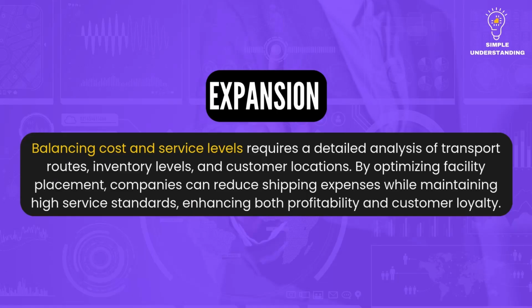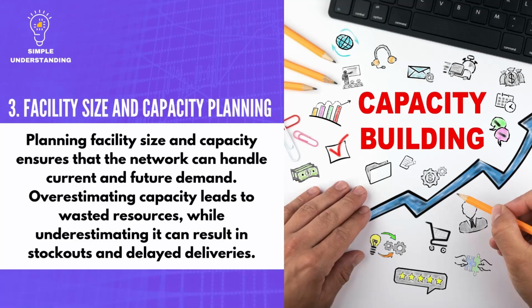Expansion. Balancing cost and service levels requires a detailed analysis of transport routes, inventory levels, and customer locations. By optimizing facility placement, companies can reduce shipping expenses while maintaining high service standards, enhancing both profitability and customer loyalty. 3. Facility size and capacity planning.